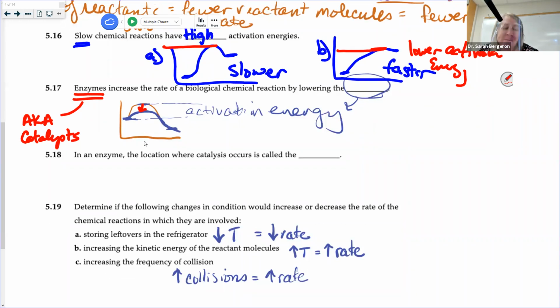Okay. In an enzyme, the location where catalysis occurs. Catalysis is the actual chemical event where you're changing one molecule into another molecule. So where on the enzyme does this happen? You probably learned this in biology, maybe like a lock and key enzyme. You heard that before? Maybe. It's called the active site. Like you have a really big old molecule that acts as an enzyme, but there's only one place on the molecule where it actually interacts with the substrates, and that's called the active site.